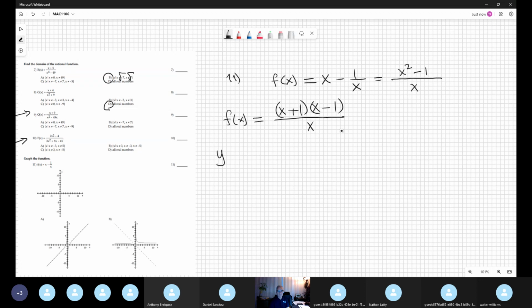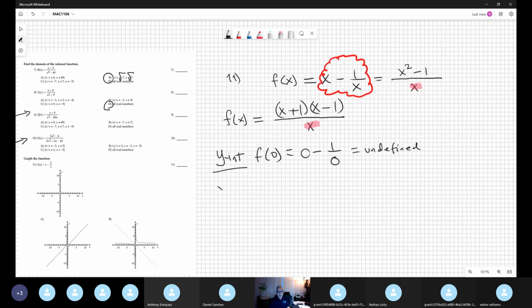Okay, then the y-intercept is evaluating at 0. Evaluating at 0, in my opinion, the easy way is plugging in here in the original. Doesn't matter, they are equivalent. So it is 0 minus 1 over 0. 1 over 0 is undefined. That means that we have no y-intercept. And at 0, we obviously have a vertical asymptote. Look at the denominator. It's obvious.